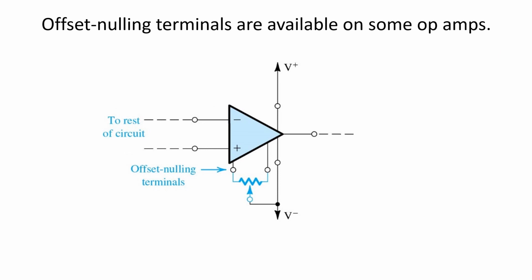Some op-amps come with special offset-nulling terminals, to which can be connected a potentiometer. The potentiometer can be adjusted, and doing so can introduce a canceling DC offset into the internal circuitry of the op-amp. So by attaching this potentiometer and adjusting it when the circuit's operating, we can zero out the DC offset inherent to the op-amp. That's why they're called offset-nulling terminals. But they're only available on some op-amps.